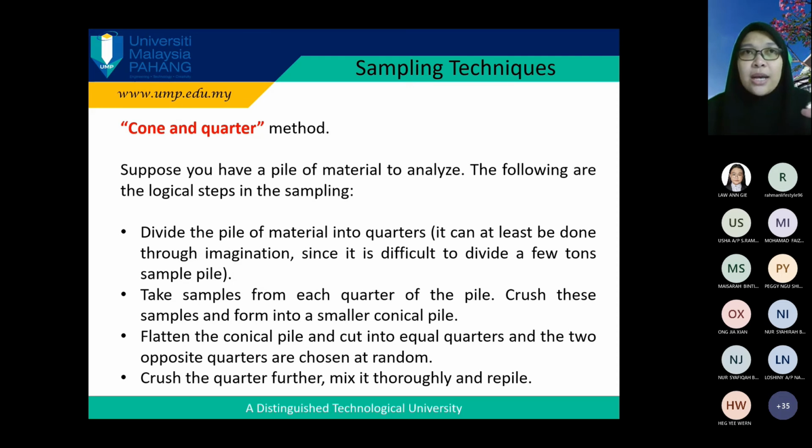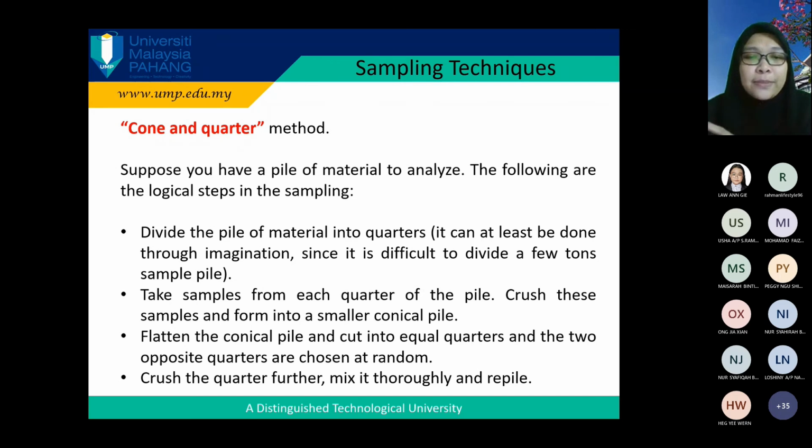Okay, bayangkan you ada soil sample, 1 guni soil sample. You divide the soil sample into quarters, 4 parts. Yang ni you boleh agak-agak je dulu. Since it is very difficult to divide a few tons of sample pile, so you just do it agak-agak dulu, sama banyak quarters for divide into 4, and then take samples from each quarter of the pile.